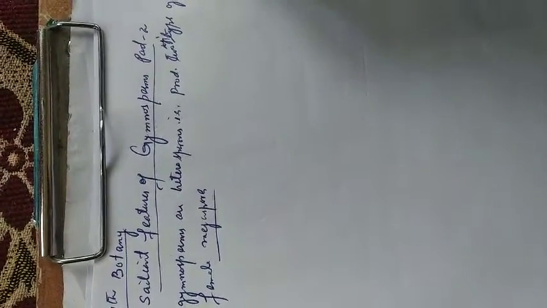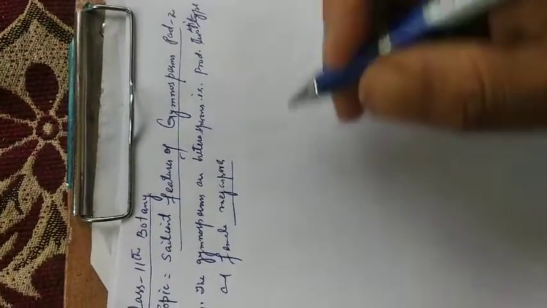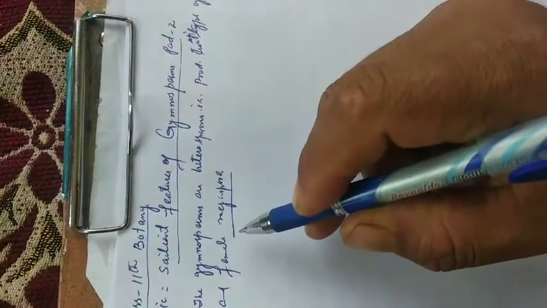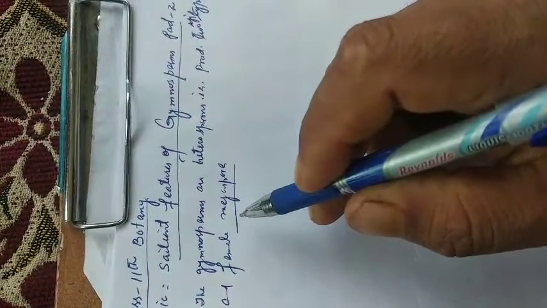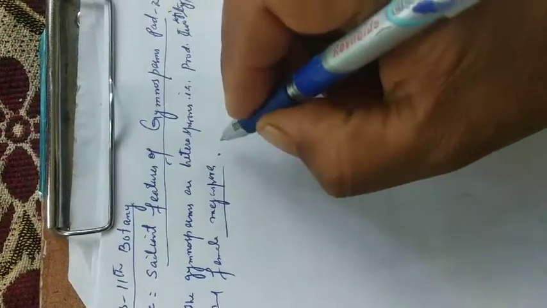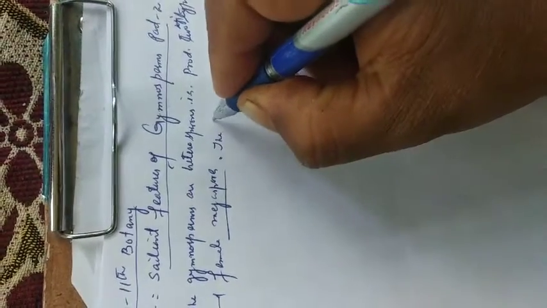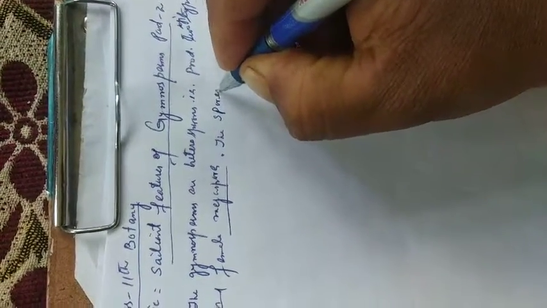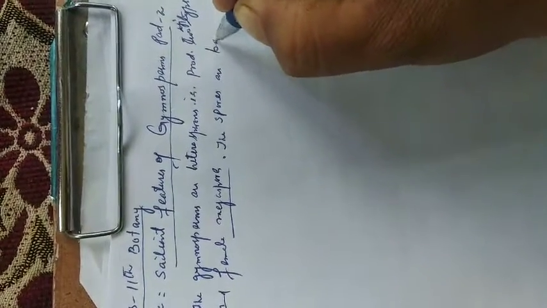One spore is smaller, called the male spore or microspore, and the other spore is larger, called the megaspore, or female spore. These spores are born inside sporangia. As I have already told you, sporangia are the spore-producing parts.